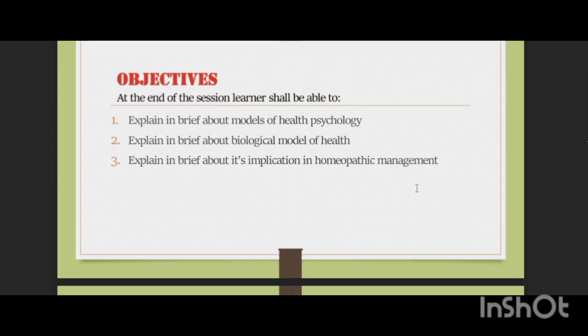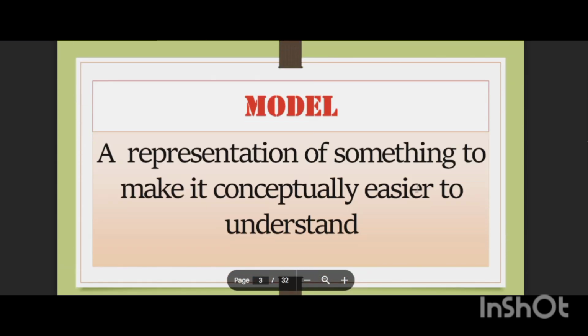Now, what is a model? A model is a simple picture of something complicated. It makes the complicated thing easier to understand. It is like a map for a big city.